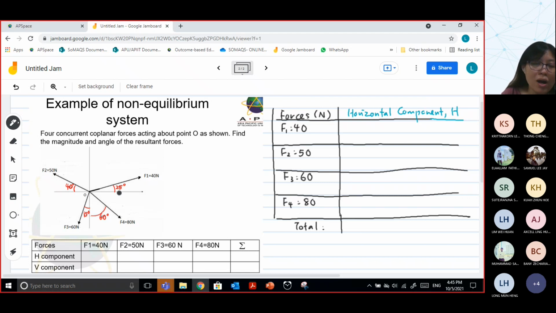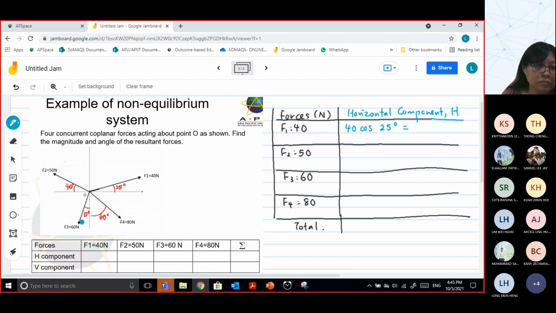F1 is 40 N. F1 is in the first quadrant, right? First quadrant is easy. I just calculate the horizontal as 40 cos 25 degrees. Okay, later we'll calculate the value.